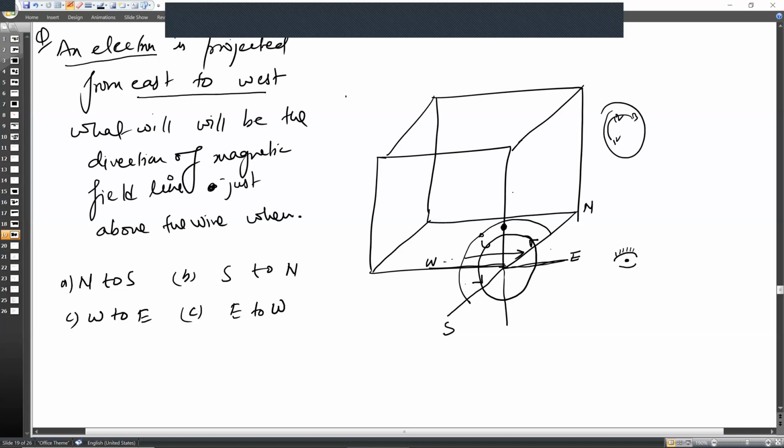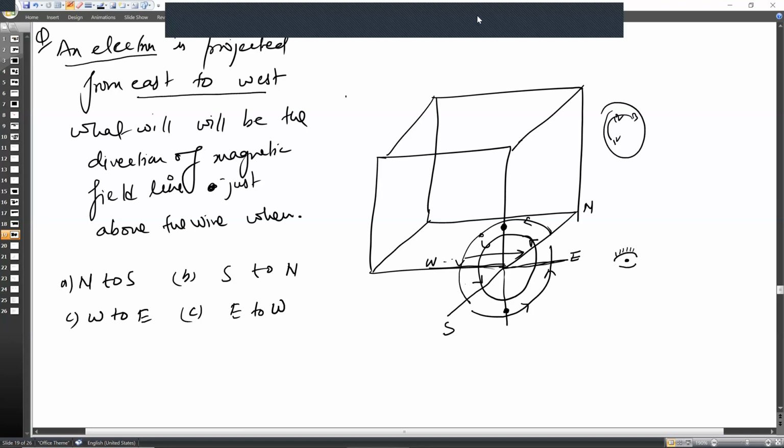Got it? If a wall, imagine that a wall is placed here, 12, 3, 9. So it will be like this. So anti-clockwise is from north to south. So if the current is coming towards you, it is north to south. Just above the wire, it will be from north to south. And if I ask you the same question just below the wire, it will be like here, and it will be from south to north because this is anti-clockwise direction. Got it? Yes.